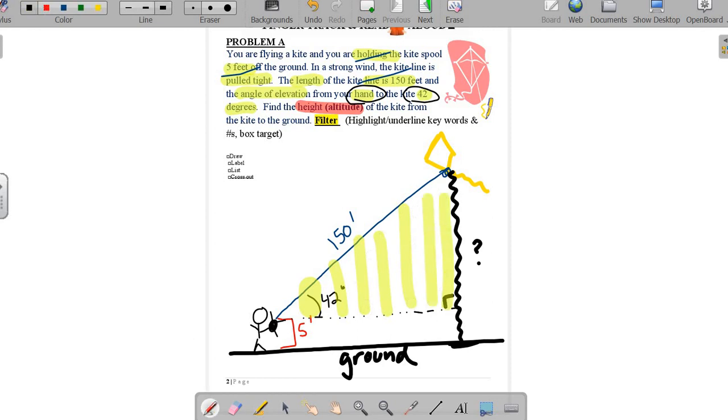From there you label opposite, and our opposite is only going to be from here to here. That's our X. Our adjacent is here. And here's your hypo. Now you work through have, need, do.